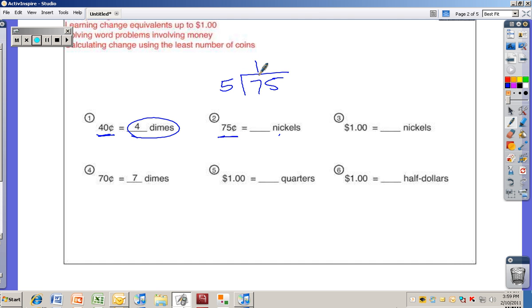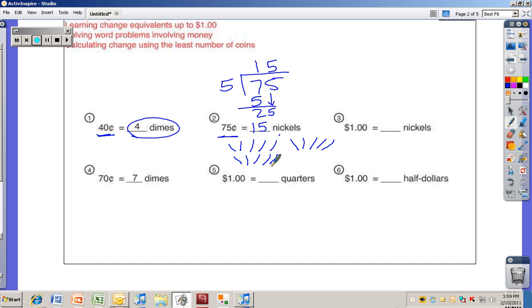5 goes into 7 one time. 1 times 5 is 5. Subtract, get a 2, bring down a 5. 5 goes into 25 5 times. So that's 15 nickels. The other way to do it, just use your fingers and count 5, 10, 15, 20, 25, 30, 35, 40, 45, 50, 55, 60, 65, 70, 75. And then you would count up all your fingers, and there are 15. Hopefully you don't have 15 fingers, but yeah, you should get the answer.